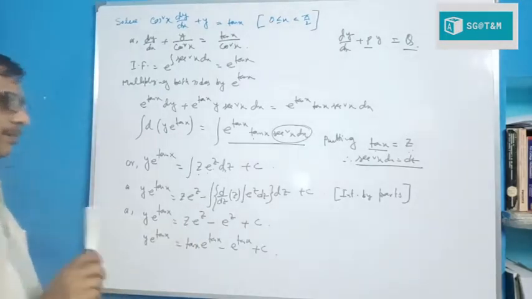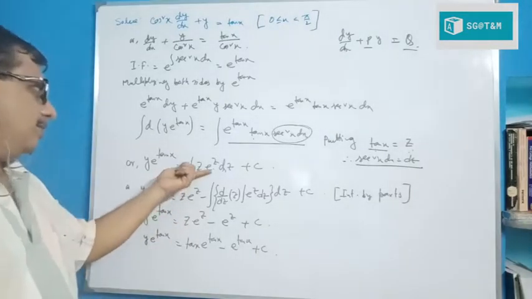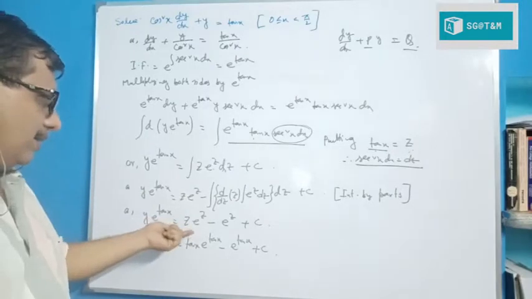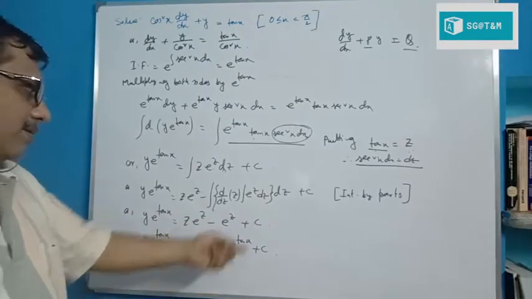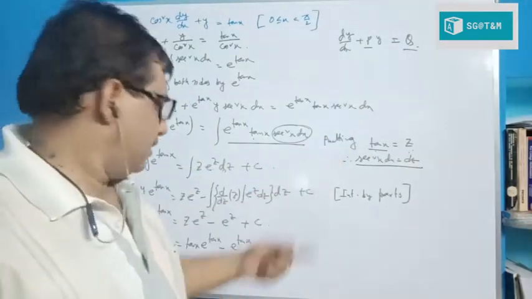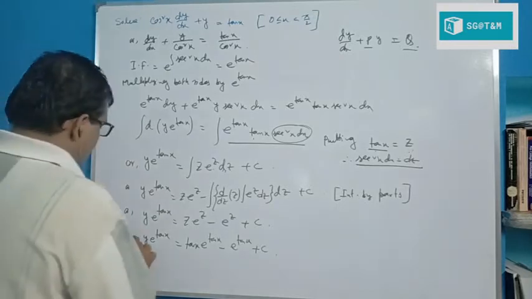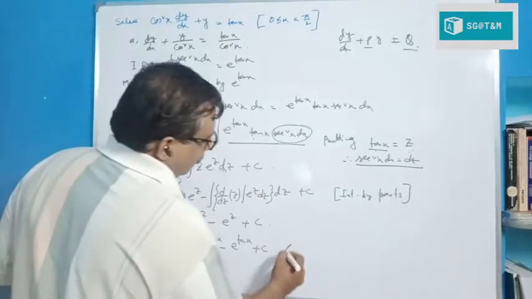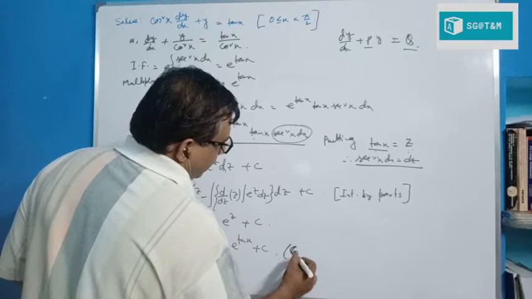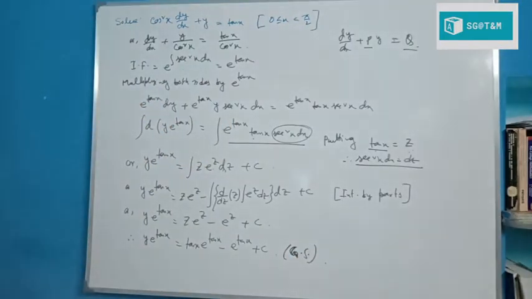So integration of z e to the power z is nothing but z e to the power z minus e to the power z plus constant. Now put the value of z. z is nothing but tan x. So if we put the value, then we get this. This is the general solution of the given problem.